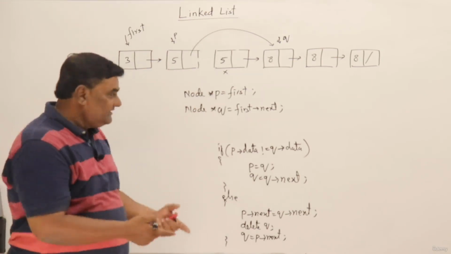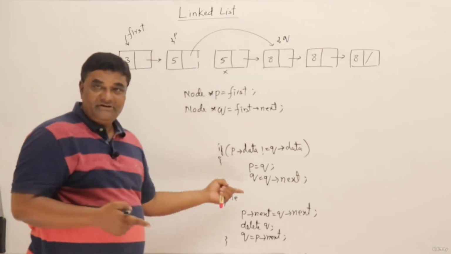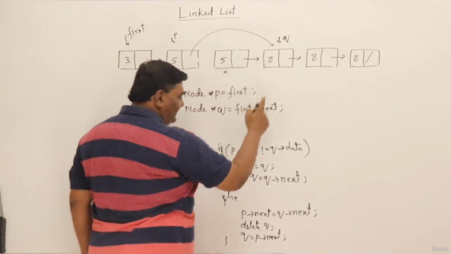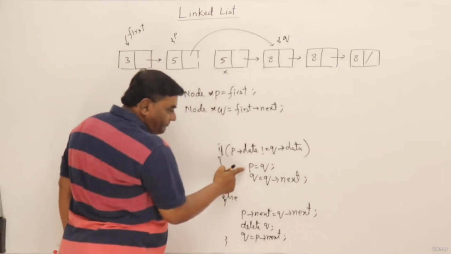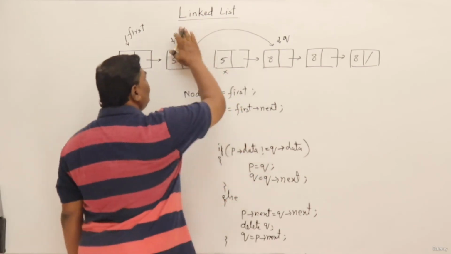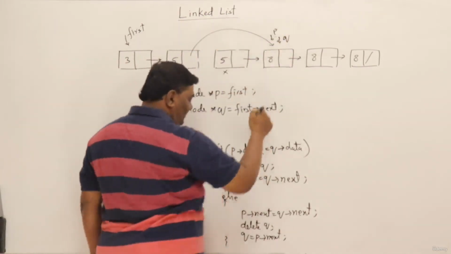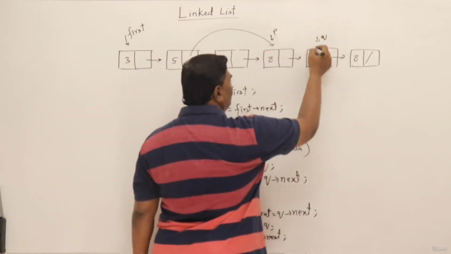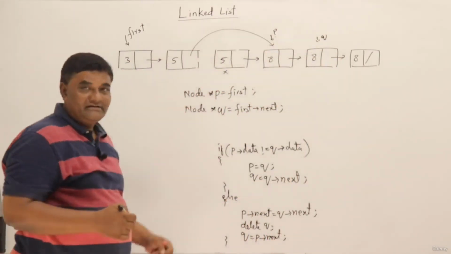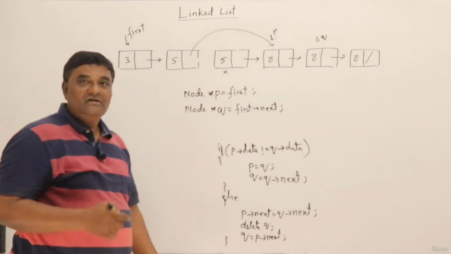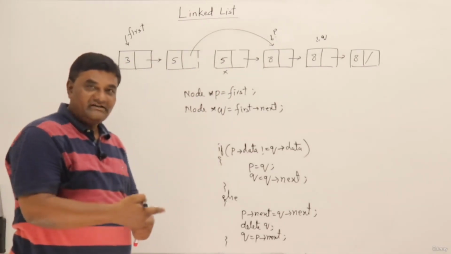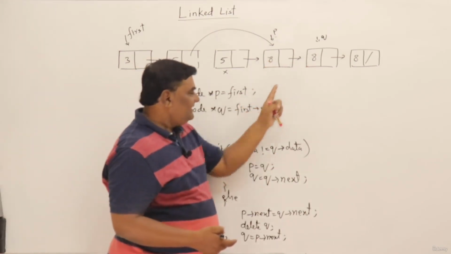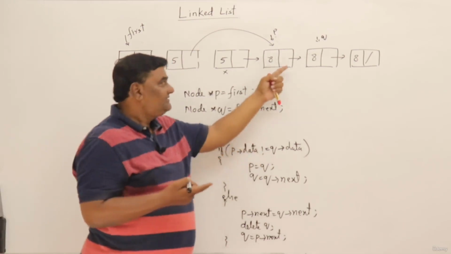Now let us continue, and this time we will be tracing the code. Now P is here and Q is here. Check the data, 5 and 8, they are not equal. So P should point on Q and Q should point on the next node. They have slid, the if part was executed. Once again, repeat. Is the data matching? 8, 8, they are equal, it's matching.